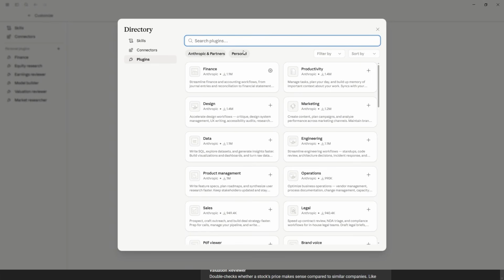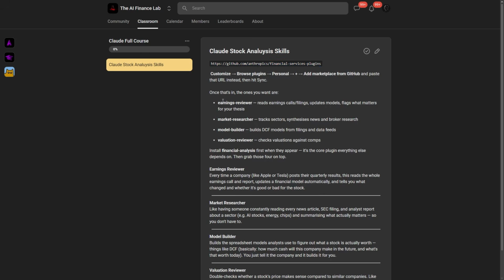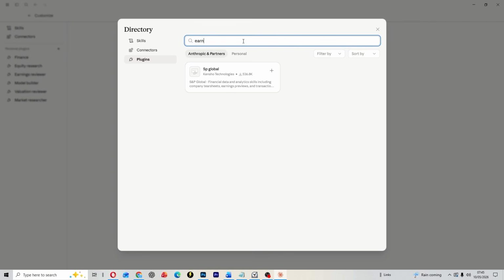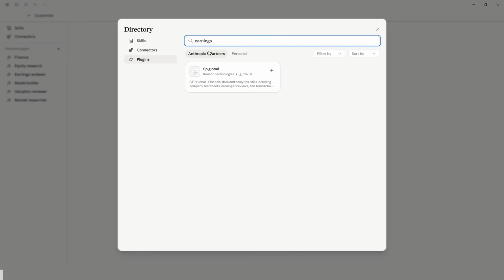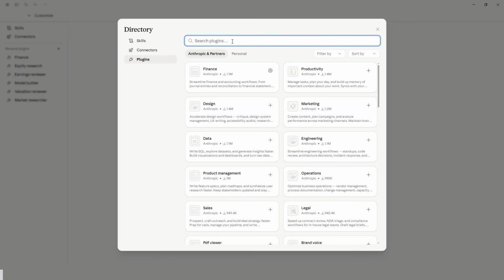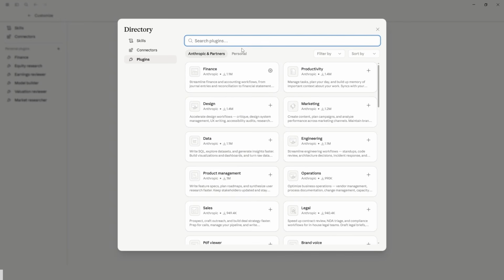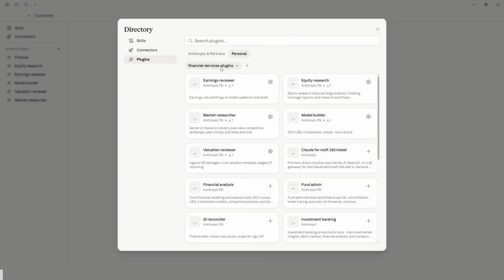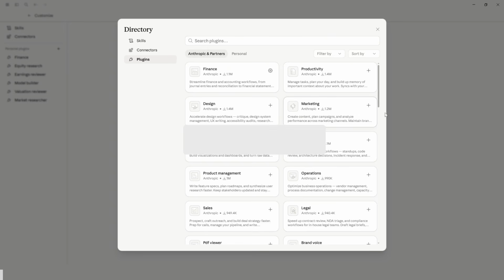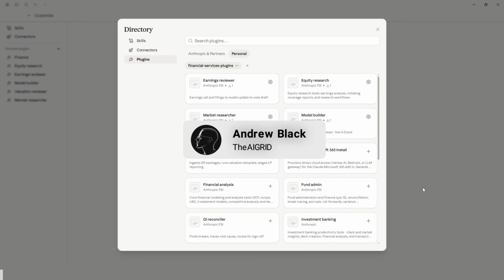And then the four ones that you do want, I've actually got them written down. So you want the earnings reviewer. So if I go on earnings, I think I've already installed this one. If you click into it, you can see the ones that it does have there. So yeah, you can see here, I've got my personal. So when you see the one that you want, you just click plus. For me, I've already got the earnings reviewer.